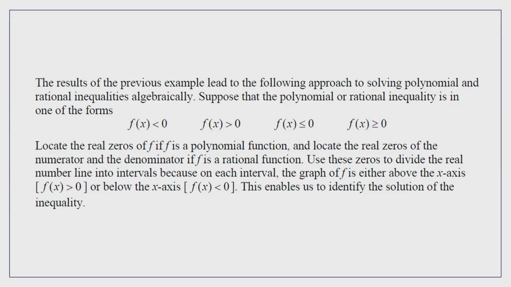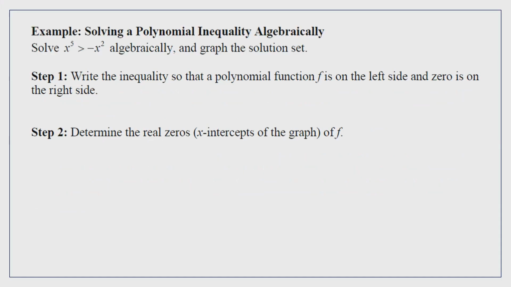You want to locate the real zeros of f if f is a polynomial function, and then locate the real zeros of the numerator and denominator if f is a rational function. Then we use the zeros to divide the number line into intervals, because on each interval, the graph of f is either above the x-axis, where f of x is greater than 0, or below the x-axis, where f of x is less than 0. This will enable us to identify the solution of the inequality.